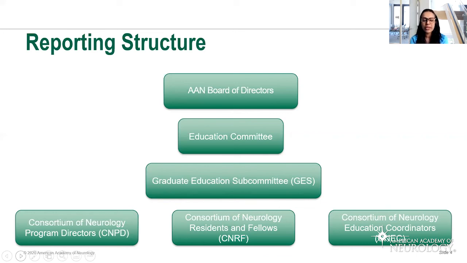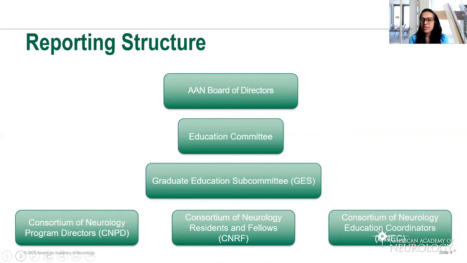But just from a reporting standpoint, as I said, there's three consortiums. The other two are related to residents and fellows, and we do have one for program directors. All three of those consortiums report to the Graduate Education Subcommittee, so they oversee and provide direction on projects, questions, what have you, to these consortiums. Any work that needs to be approved, if there's a manuscript, for example, or creation of a new product or project, we run it by the GES to get their input. Peggy does sit on the Graduate Education Subcommittee since she's the chair of the consortium.